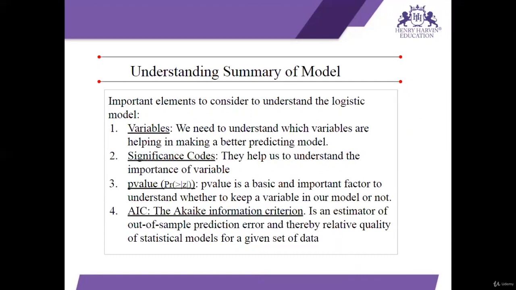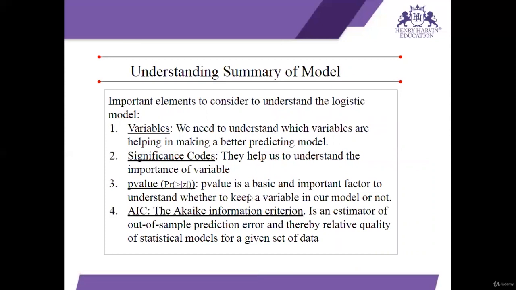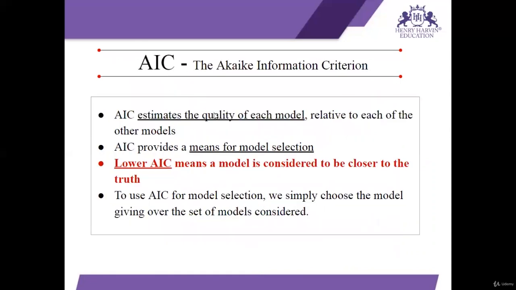And last is AIC, the Akaike information criterion. It is an estimate of prediction errors. It helps us to statistically judge the quality of the model, whether it is a good model or not. It should be low in value. Whenever the AIC value is low, it says that the model built is a good model. As you can see, AIC estimates the quality of each model relative to each of the other models.